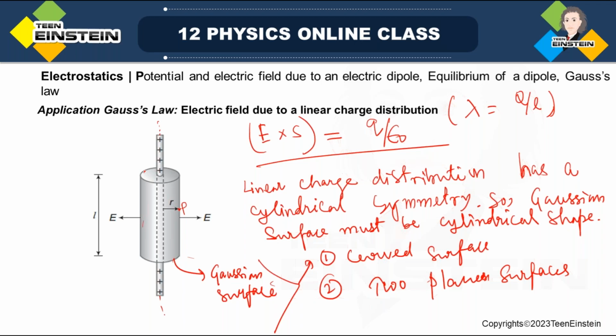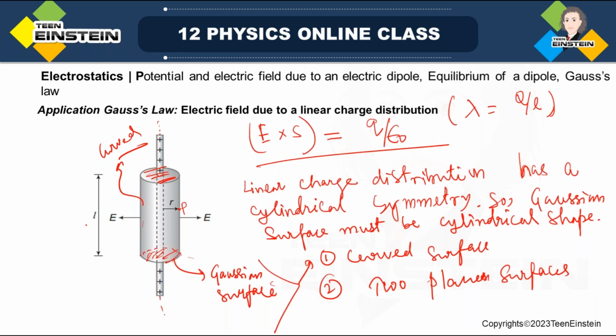Two plane surfaces. See, this is one plane surface. Another plane surface is this one. Okay, this is another plane surface. So two plane surfaces, and I have a curved surface. This one. Look, this is the curved surface. Okay. So the cylinder has three surfaces.